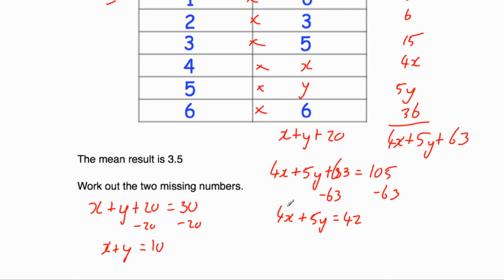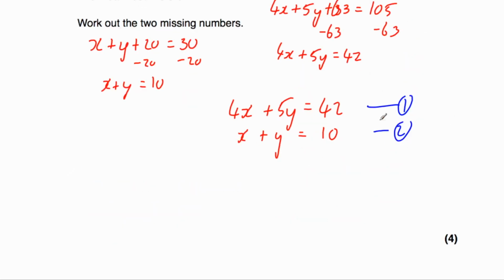So now we've got two equations. We've got 4x plus 5y equals 42, and we've got x plus y is equal to 10. And they are simultaneous equations, and if we solve them, we can find x and y. So we've got our two simultaneous equations.